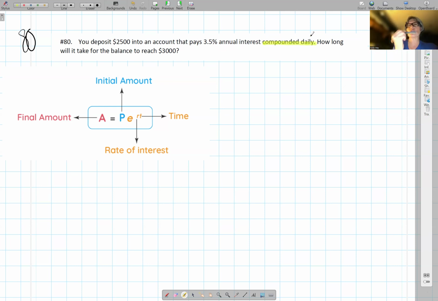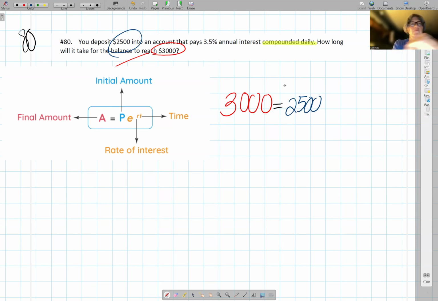All right, so you're just going to use the same equation as before. And it says right here, we want the balance to reach 3,000. So 3,000 is our final amount. Our principal that we're starting with is 2,500. And here we have e, our rate. We have it 3.5%, so change it to a decimal. And our time is what we do not know, so t for time.